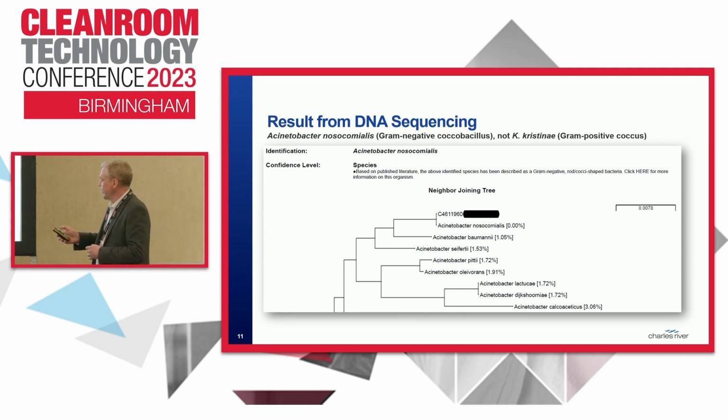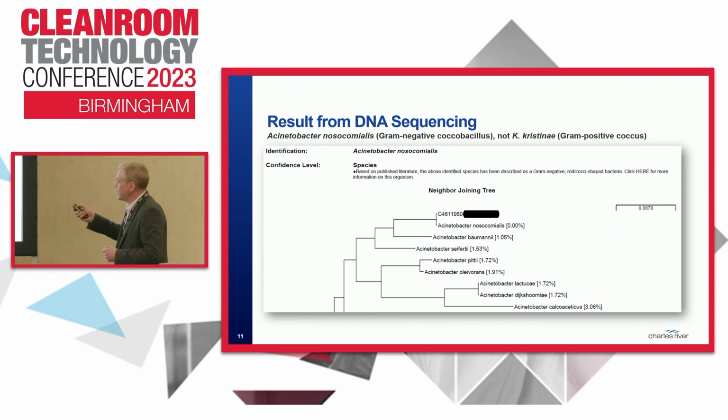The horizontal dimension indicates the relatedness, and you can see there's no difference between these two. This is the sample number, and we've redacted the sample number because it's unique to this customer. And you can see that it exactly matches with Acinetobacter nosocomialis with a 0% difference to the library entry. So we are very confident that we have ID'd this correctly.